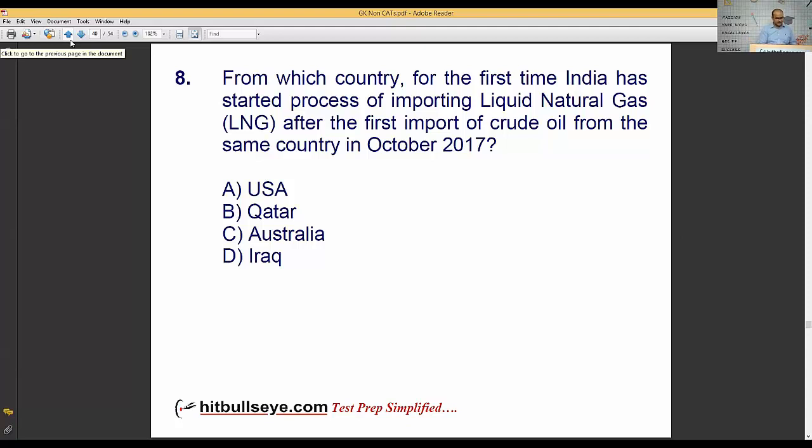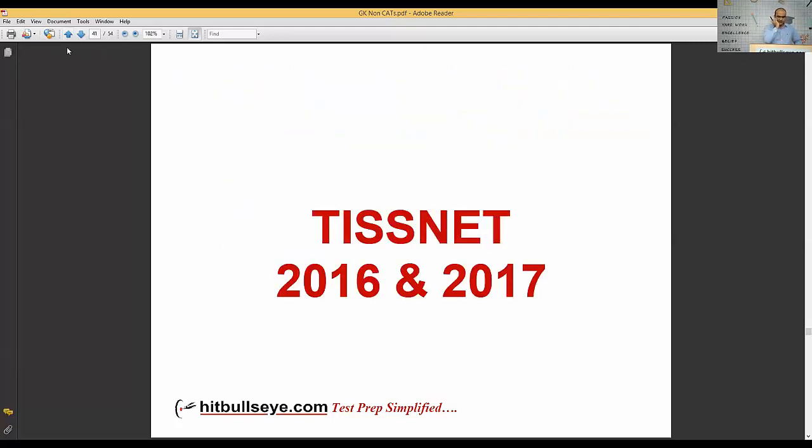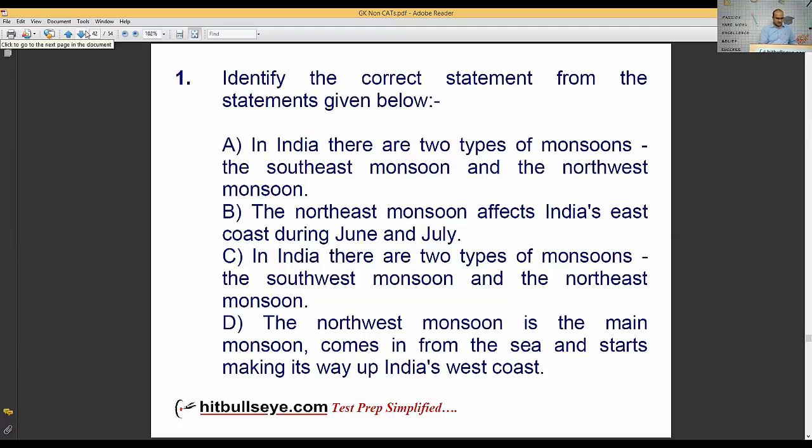So the answer here is the United States of America. Let's quickly go through questions from TISNET 2016-17. Very quickly: in India, identify the correct statement from the statements given below. Option A is the most suitable answer.